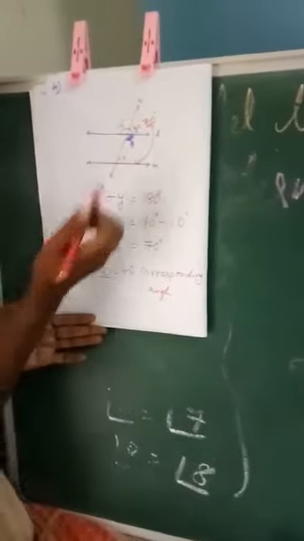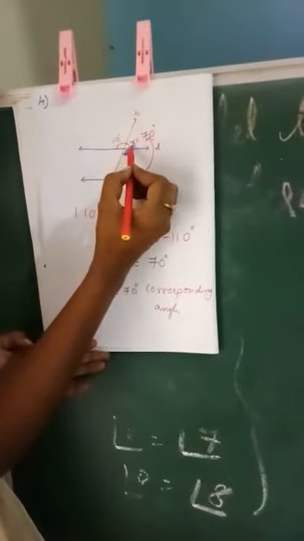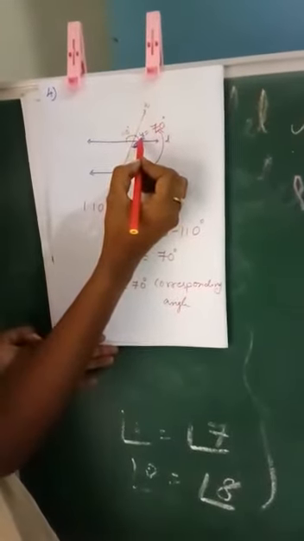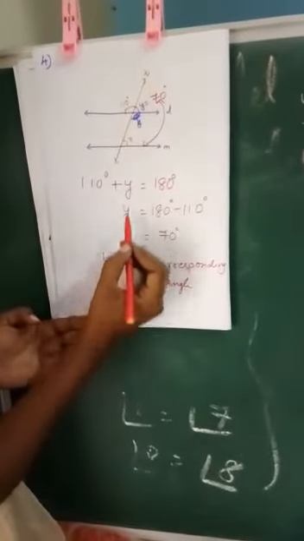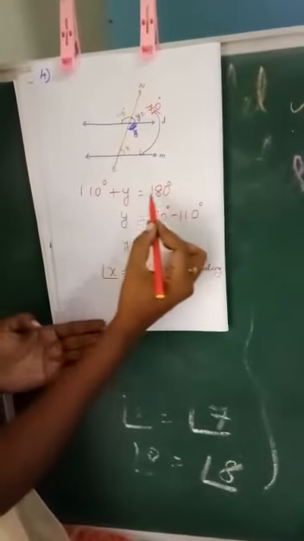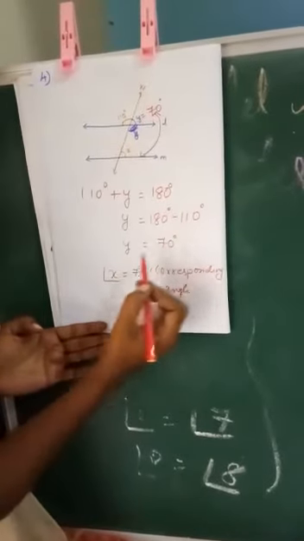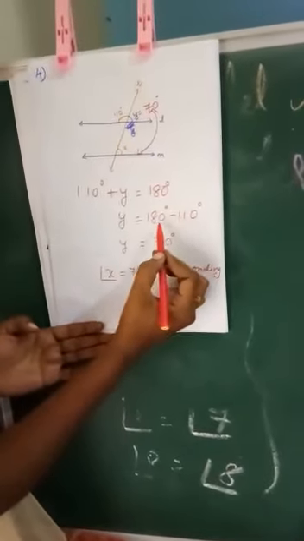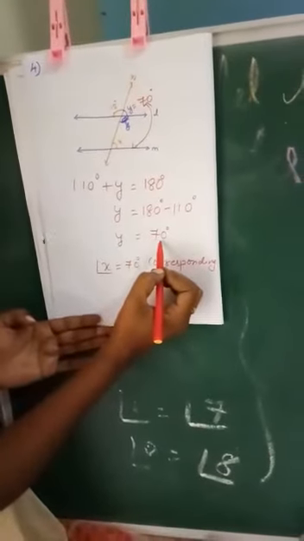Children, again I am explaining. Already they have given this angle is 110 degrees. Let us assume this angle is y. Find the value of y. How to find out? These two angles form a linear pair. Therefore 110 degrees plus y is equal to 180 degrees. y is equal to 180 degrees minus 110 degrees. So if you subtract 180 minus 110, you will get 70 degrees. Therefore angle y is equal to 70 degrees.